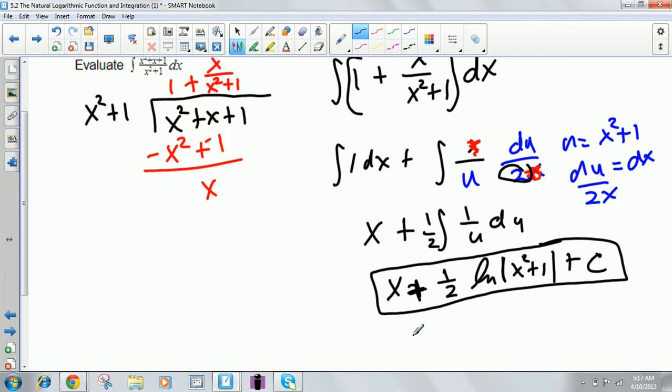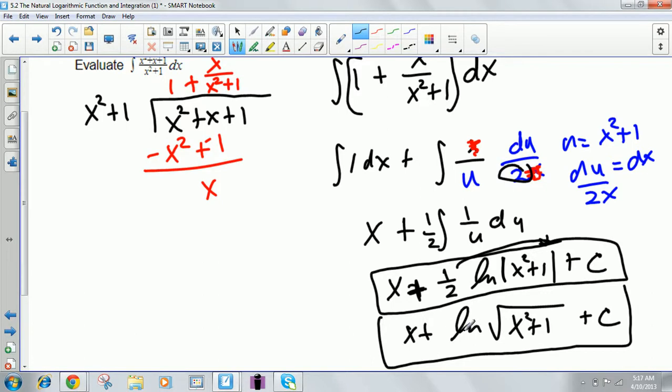You could rewrite this. Looking at this, this is 1/2 times the natural log, so that 1/2 can go up here. So it'd be x squared plus 1 to the 1/2, or the square root of x squared plus 1, like that. So I guess that's the final way to write it.